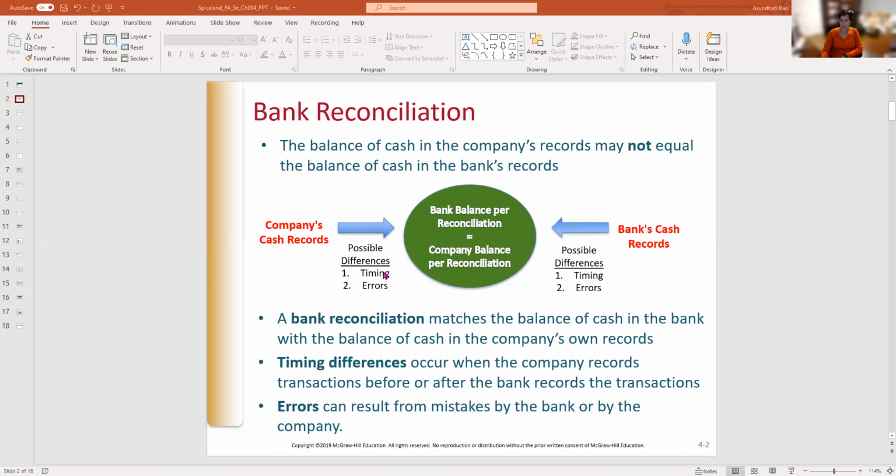Timing differences are something within a couple of days, hopefully, the numbers should work out to be the same in both what we have and what the bank says we have. Errors are something that may or may not get resolved unless we discover and resolve those issues. So let's take a look at what these issues could be and how we would resolve these problems.